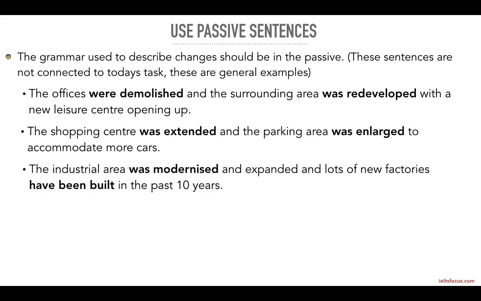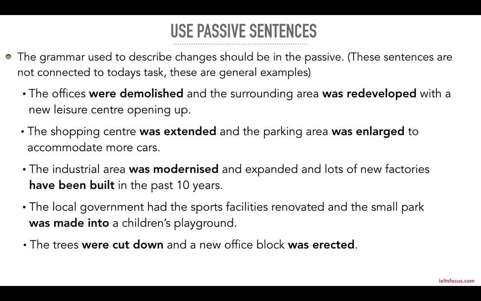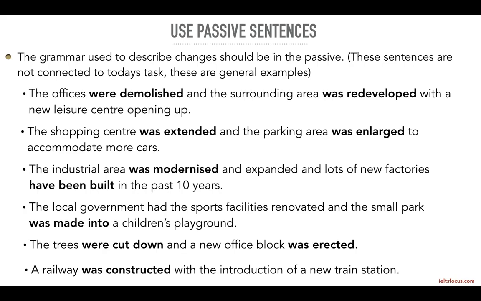The industrial area was modernised. New factories have been built in the past 10 years. The local government had the sports facilities renovated, and a small park was made into a children's playground. And again, trees were cut down, and a new office block was erected. A railway was constructed, and there was an introduction of a new train station. So you can see now I've used specific vocabulary like demolished, redeveloped, extended, modernised, cut down, constructed, and I've used that in passive sentences to describe change.